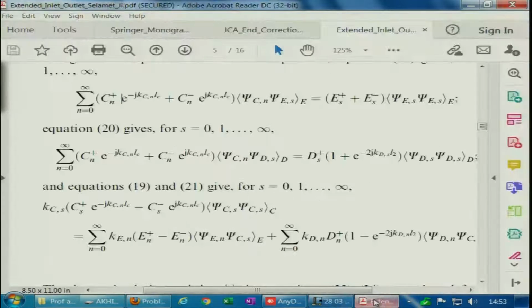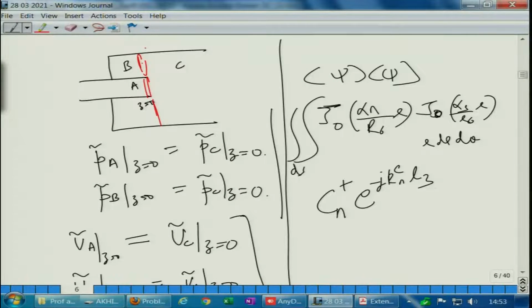L3, like I was mentioning. This is LC they have written, I am calling it L3. Okay, this entire thing, this Kc is such that it is root over alpha n by r naught square minus r naught, minus k naught, and j. So, j square is minus, is plus.